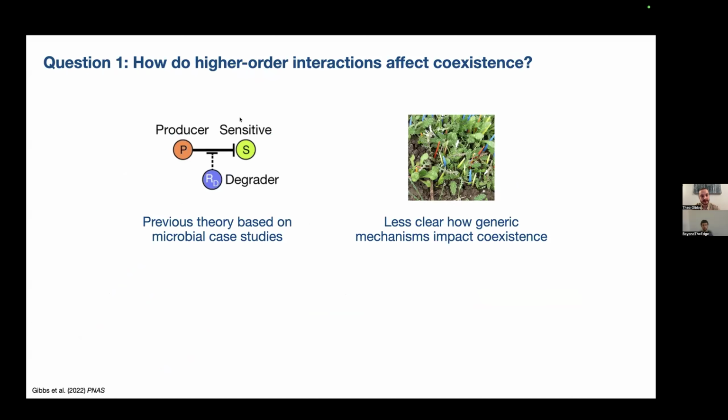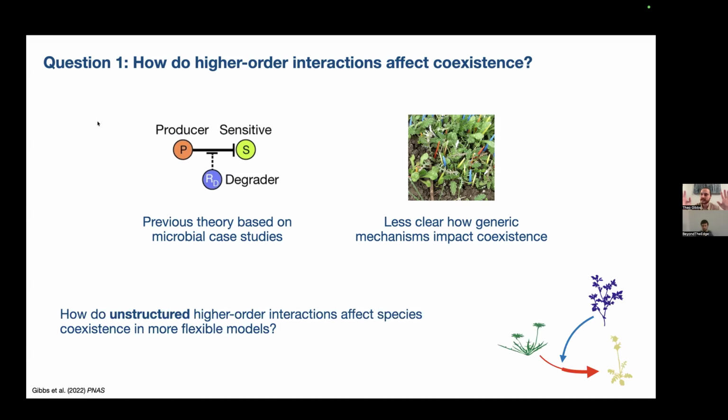So I already told you a little bit about this microbial experiment, and there's been some associated theory motivated by this experiment that shows that these kinds of higher order interactions are good for coexistence. They're likely to promote the coexistence of all three strains, but it's less clear how more generic mechanisms like the one I just told you about, phenotypic plasticity in response to competition, might impact coexistence. And so that's the first basic question I want to try to address. How do unstructured higher order interactions affect species coexistence in more flexible ecological models, and models that are not tailored to the underlying microbial biology of this producer-sensitive degrader example?